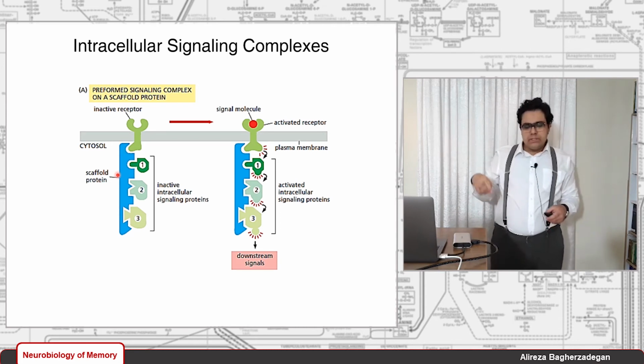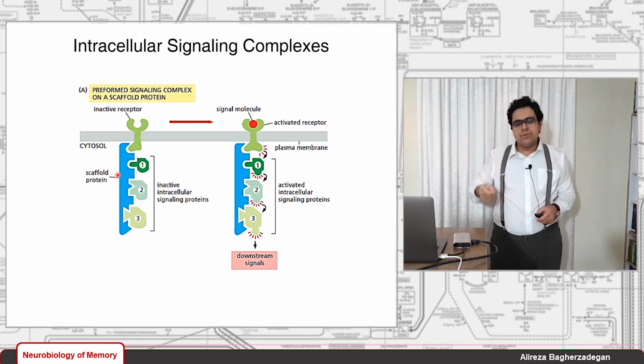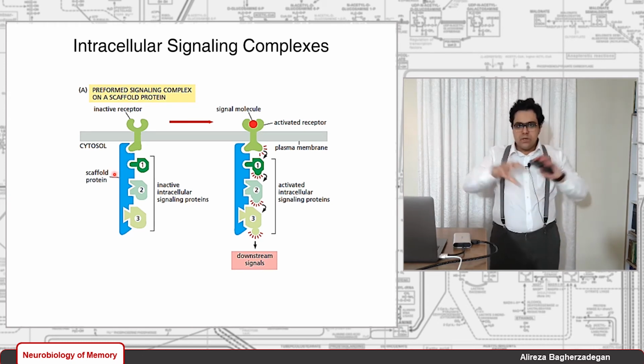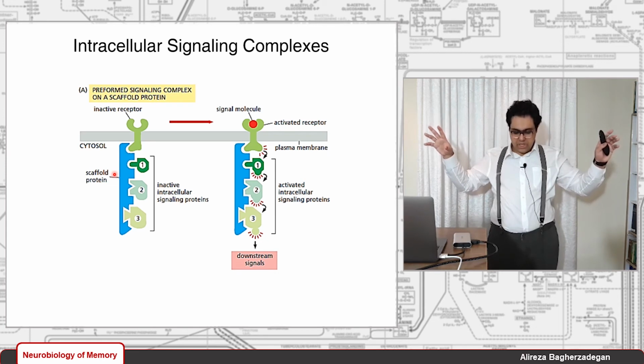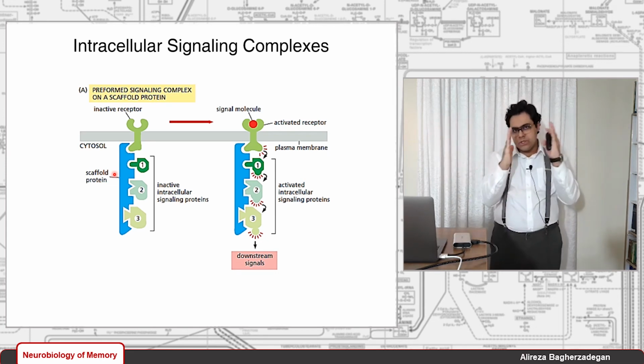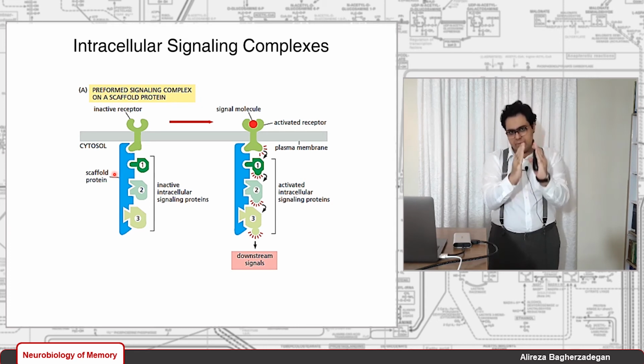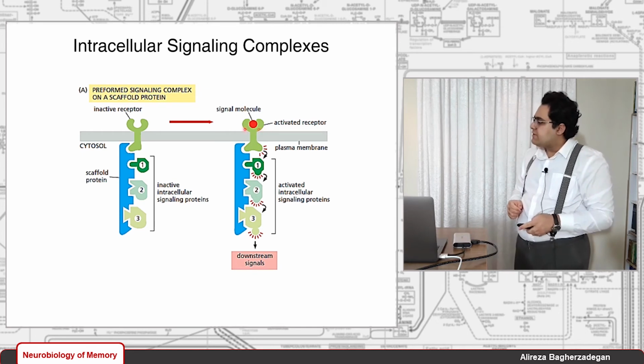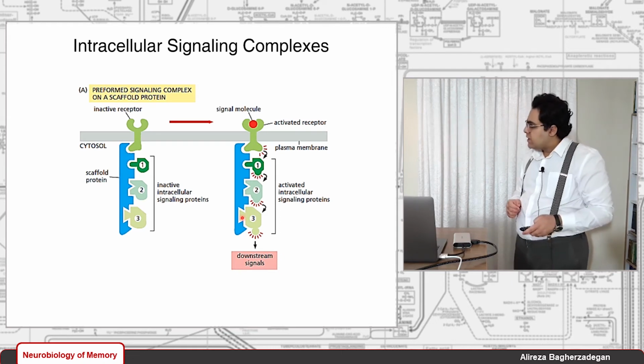These intracellular signaling proteins, or transducers, should be activated in sequence. Instead of being in different locations in the cytoplasm, they're in one single place. They're held and pre-assembled in one single place by a scaffold protein. So when a signal molecule comes in, received by the receptor, they're activated by the receptor in sequence, and they go to downstream signals and they do other stuff, okay? But they activate in sequence.